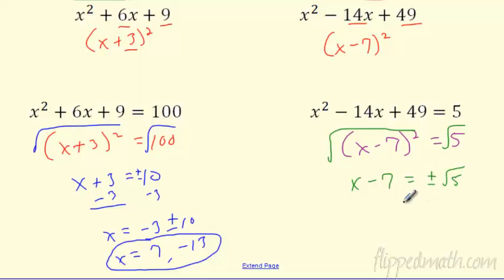So what does this mean here? Add 7 to both sides. So I add my 7. And then what's left? I'm going to have x equals 7 plus or minus the square root of 5.